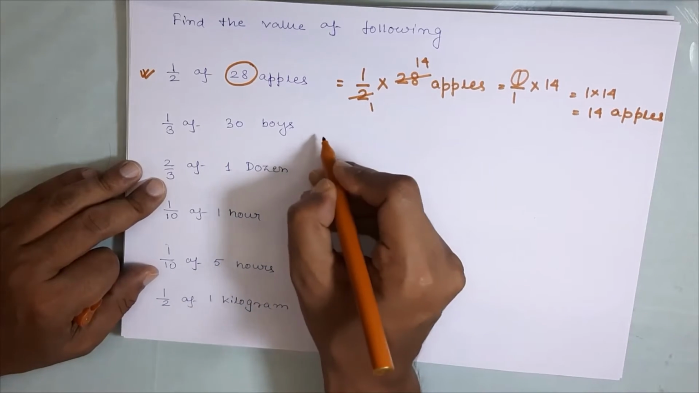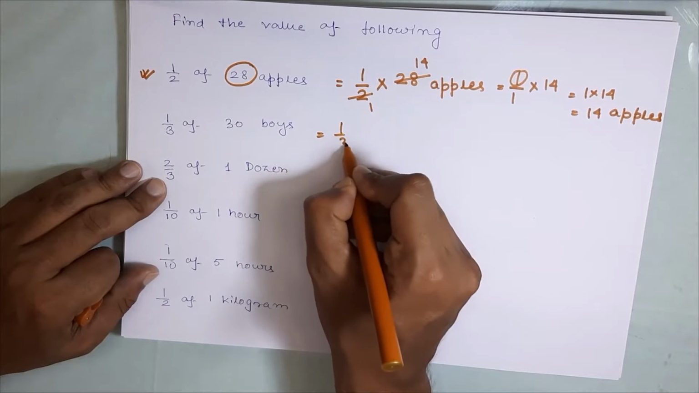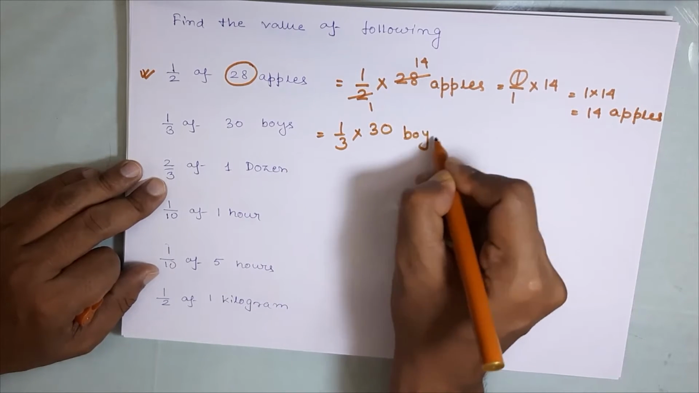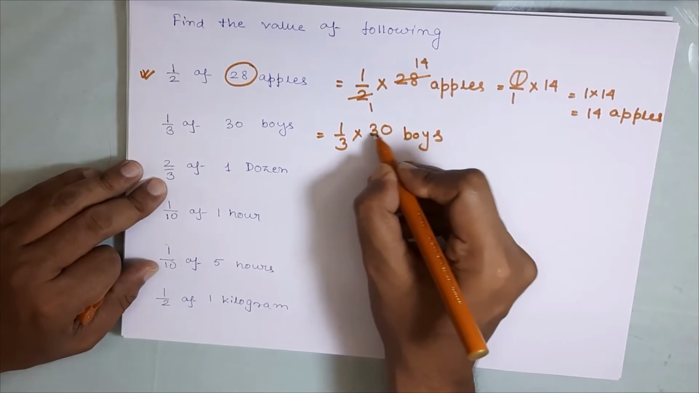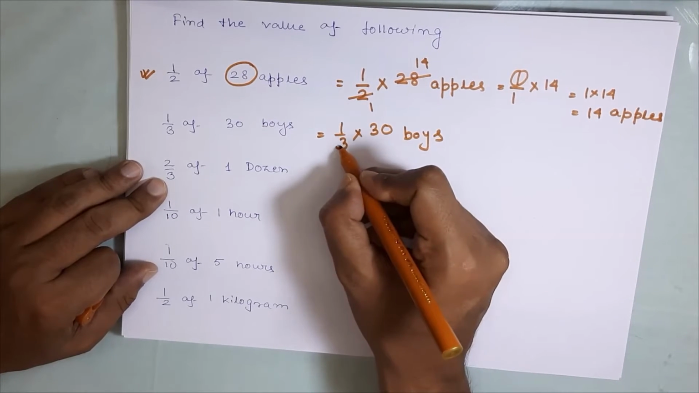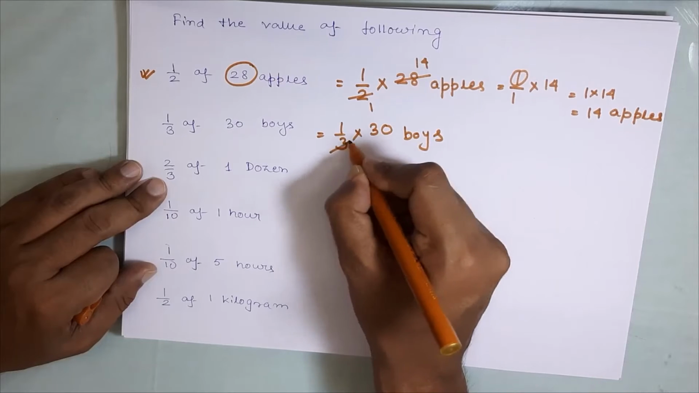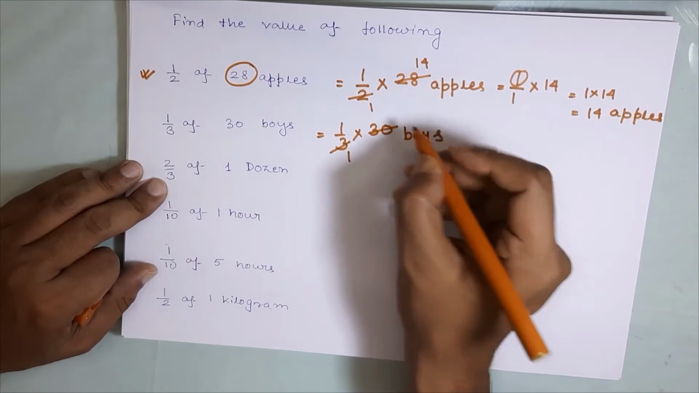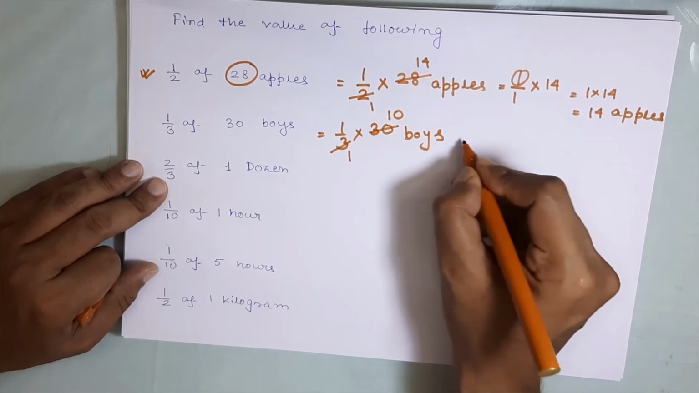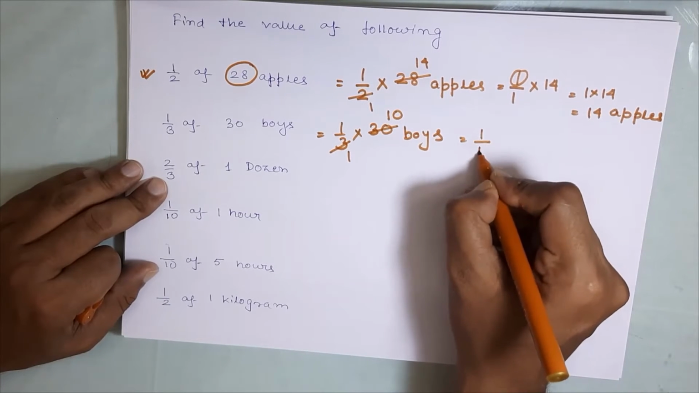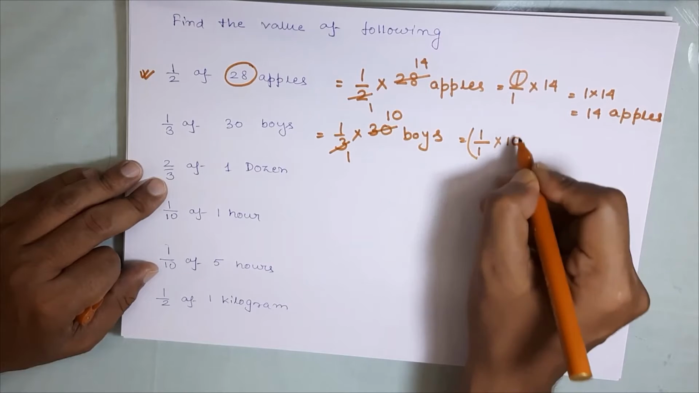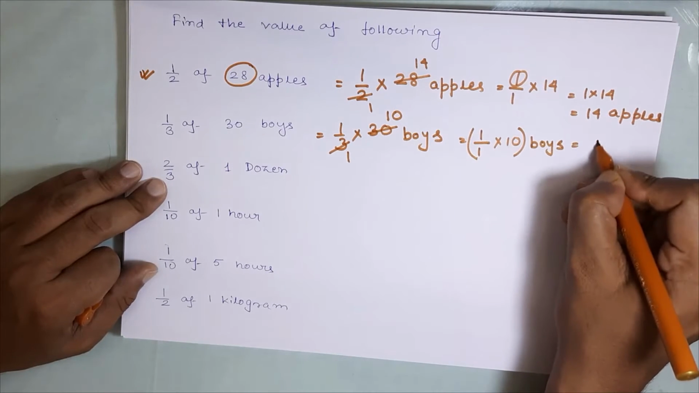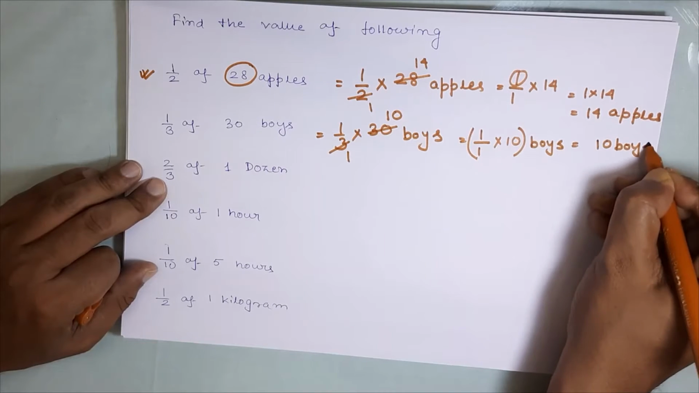Let us do the second question: 1/3 of 30 boys. Here 30 is divisible by 3 and 3 is also divisible by 3. So if I divide 3 by 3, I get 1. If I divide 30 by 3, I get 10. So 1 by 1 into 10 boys is equal to 10 boys.